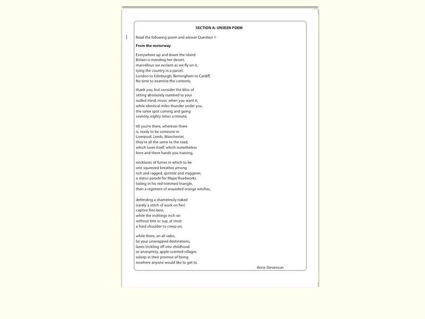So this poem, as you can see, is called From the Motorway. There's the poet's name at the bottom, Anne Stevenson. It'll be laid out exactly the same. They usually will just use one single page. It's unlikely, although possible, that they will give you a longer poem than the one you see before you.